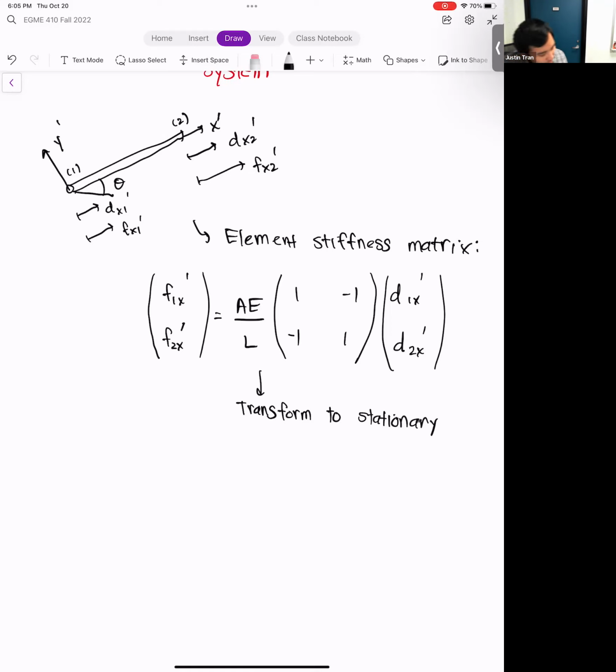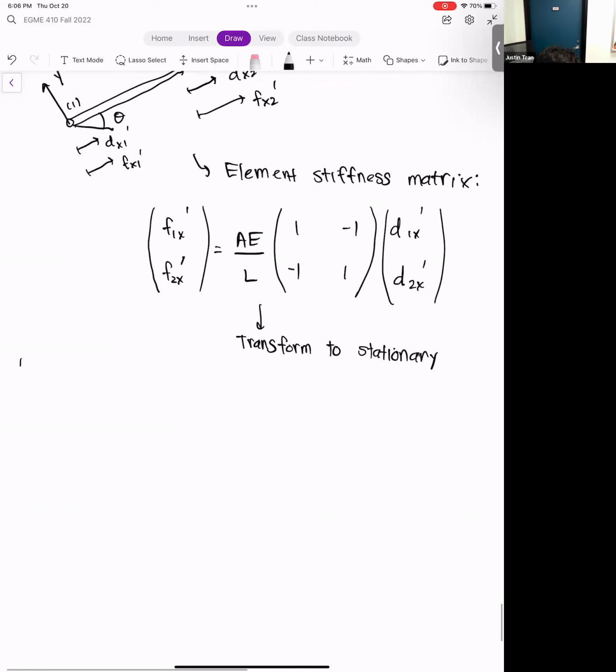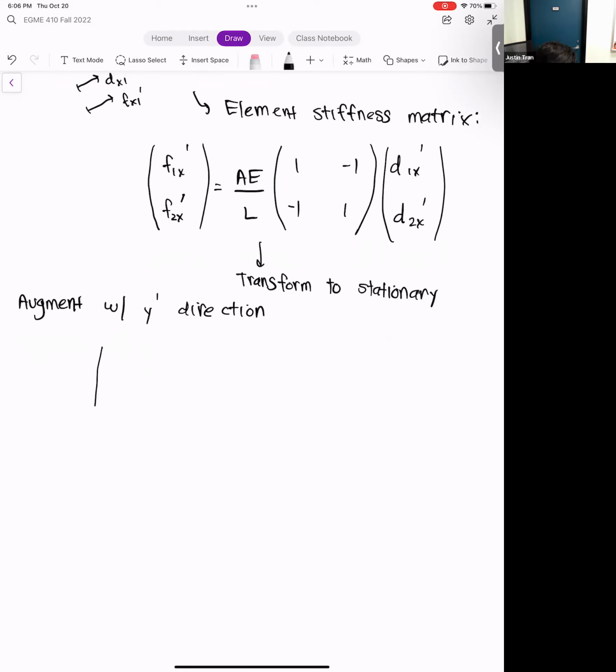To do that, the first thing we need to do is augment this, because we're going to need to form the transformations in both X and Y. So I'm going to augment this with the Y prime direction. Most of these are going to be 0 because these are in directions perpendicular to the element, but we need this in order to do the transformation. Now we transform this from a 2x2 to a 4x4 system. So we have F1 X prime, F1 Y prime, F2 X prime, F2 Y prime. You can see I've added the Y prime directions to the Fs.